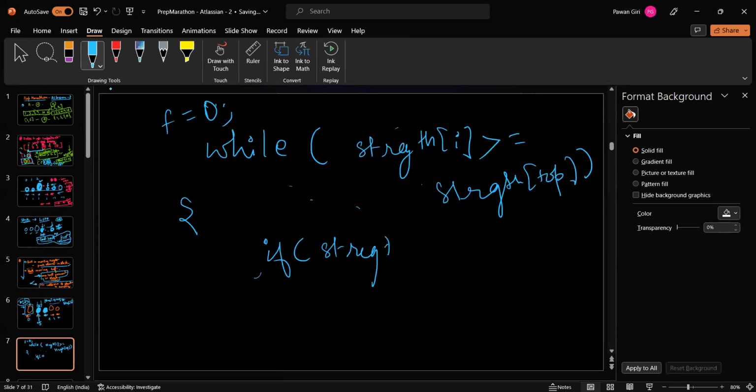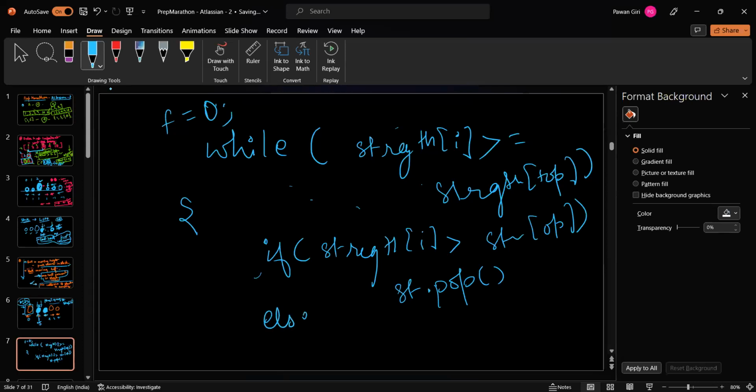If the strength of the ith ball is greater than the strength of the top ball, in this case the top ball will explode because my ith ball is more powerful. Exploding means it is removed, so I'll pop this element from my stack. Okay, this ball is demolished, so I'll remove it.